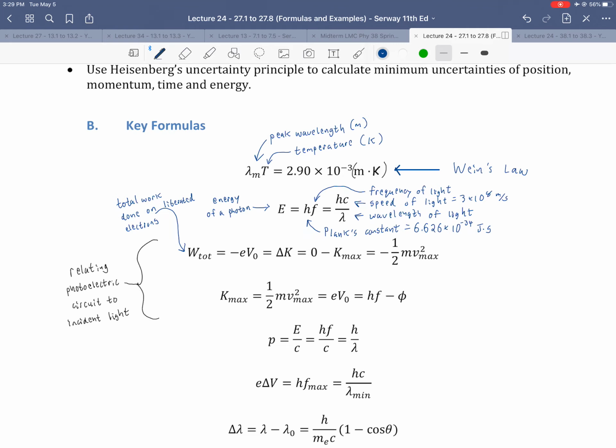Okay, so that total work would be equal to the charge of one electron times the stopping voltage. So e is just the fundamental charge. It's the same lowercase e we've always used to represent the charge of an electron. That's 1.602 times 10 to the negative 19 coulombs. It's the charge of one electron, the so-called fundamental charge. And then V naught is the stopping voltage.